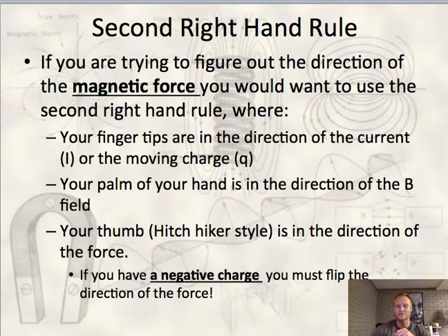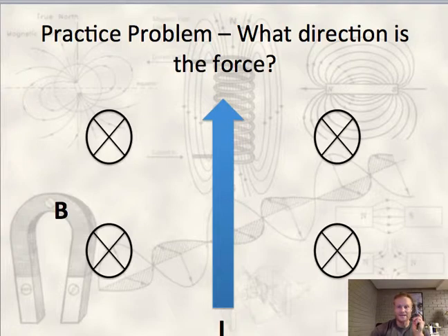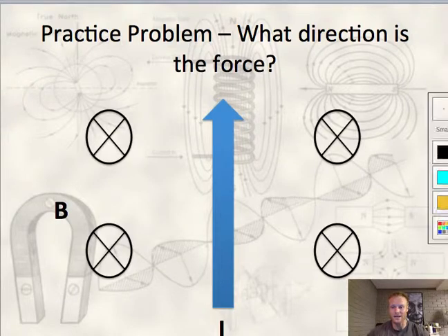So let's do some practice right now. Look at the surface of your screen as the X and Y axes going left and right and up and down, and then the Z is coming into and out of the page. In this practice problem, I'm asking, what is the direction of the force? Now we're going to get a little bit artistic here, and we're going to try to draw a hand. Let me get a red color here.